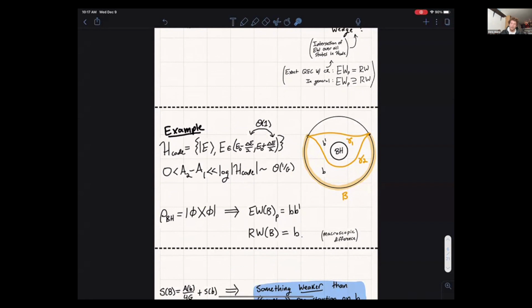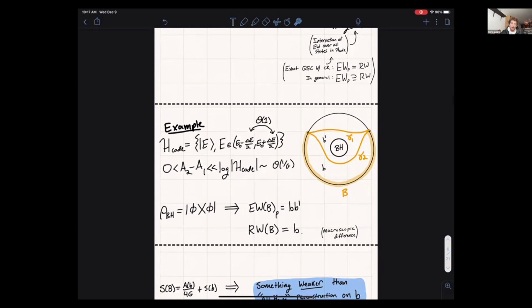And I'm going to dial the size of capital B such that the areas of these two competing extremal surfaces will be related as follows. The area of gamma 2 will be bigger than the area of gamma 1, so that if the black hole were in a pure state, the entanglement wedge would go all the way up to gamma 1. It would be B union B prime.